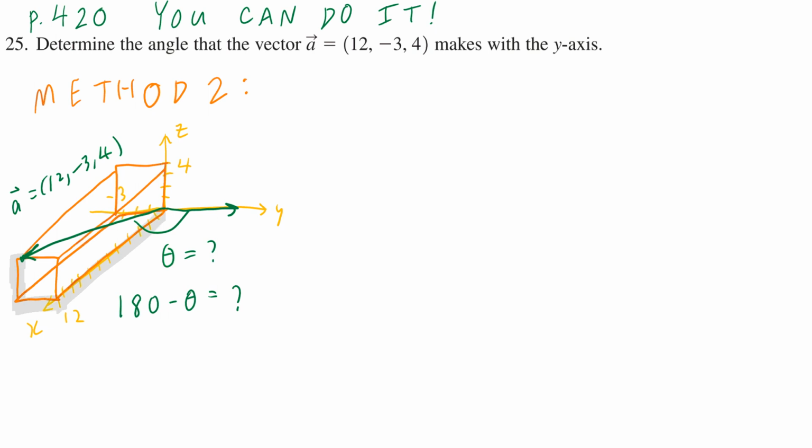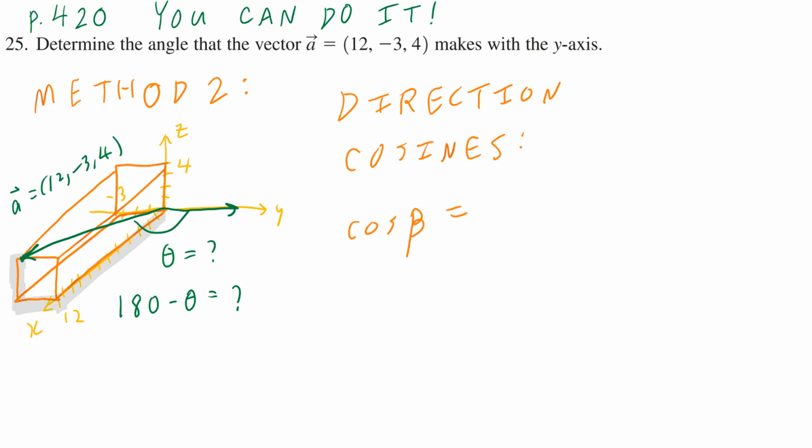So again, this is called directional cosines. Let's write this down. Now, there are 3 formulas when it comes to directional cosines. The one we're thinking about is the one with respect to the y-axis. So cosine beta equals b divided by the square root of a squared plus b squared plus c squared. So in this case, when you apply this formula, cosine beta is going to be b, which is negative 3.